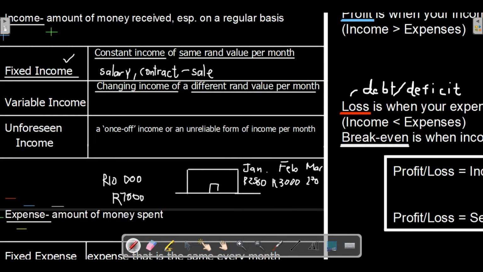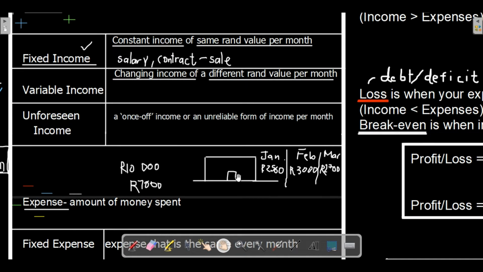So as you can see, the amount of income that you receive each and every month is not the same. It really is dependent on the number of goods or products that you have sold. So that is your variable income. It will keep on changing month after month.